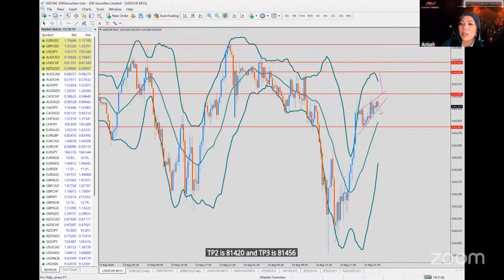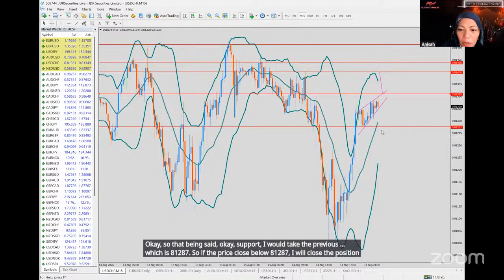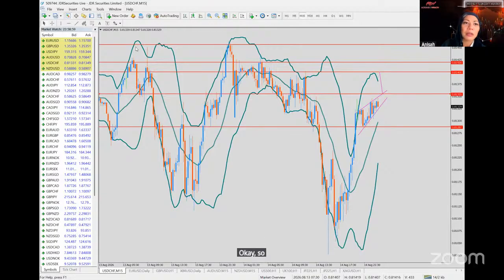So that being said, support, I will take the previous support, which is 0.81287. So if the price closes below 0.81287, then I will close the position. So the outlook on dollar Swissy is bullish. All right, so let's move to the next pair.